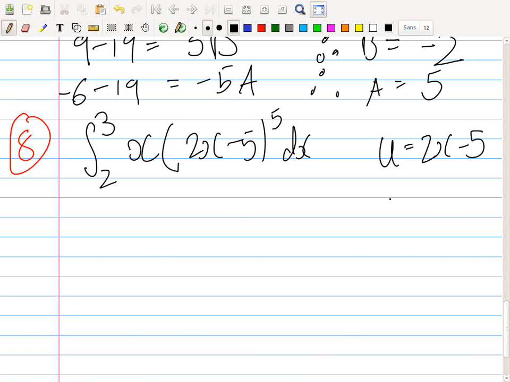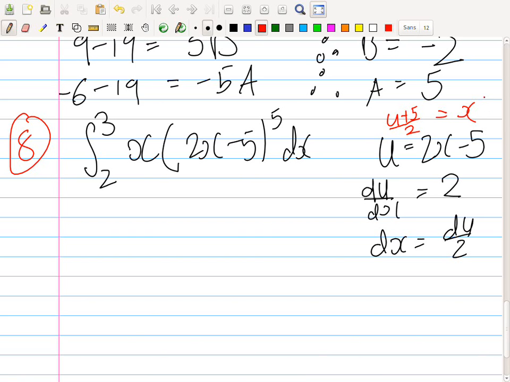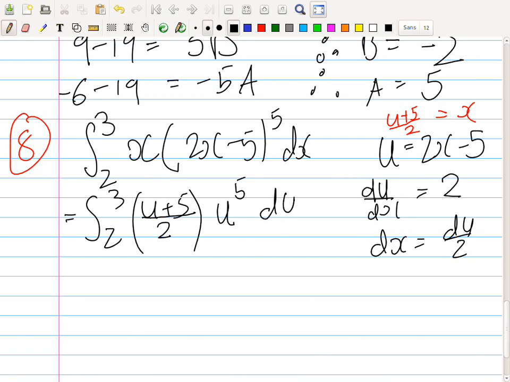Anyways, what you should do like last time is you get du/dx equals 2, so that means dx equals du over 2. And also you should rewrite this to get x. So I could say u plus 5 over 2 equals x if I do a little bit of rearranging. Now, substitute all of this information into my question. This becomes the integral from 2 to 3, the x becomes u plus 5 over 2, that becomes u to the power 5, and the dx becomes du over 2.